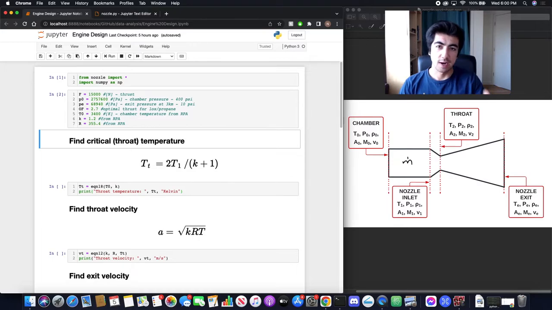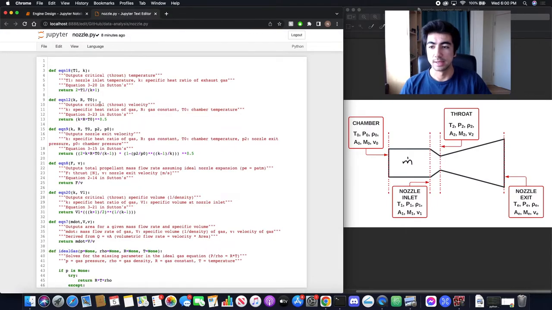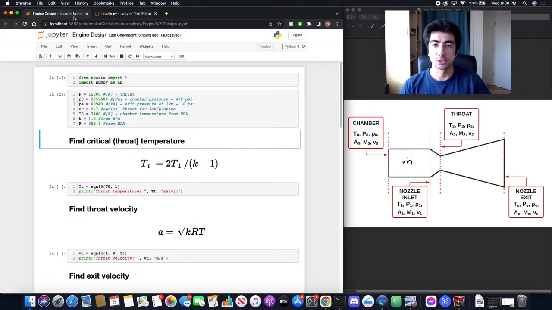Okay, so to find our areas, what I've done here is written a lot of the equations that we'll be using in Python, in this Python file right here, just so that we don't have to do the math by hand. I'll go through these equations, and I've actually attached pictures of them here so you know which equations we're referencing, but these functions will help us get through this a little bit quicker.